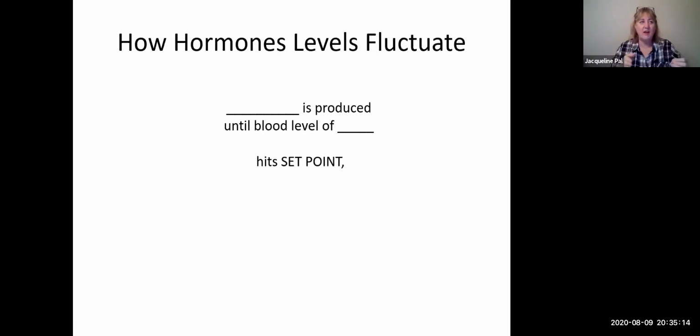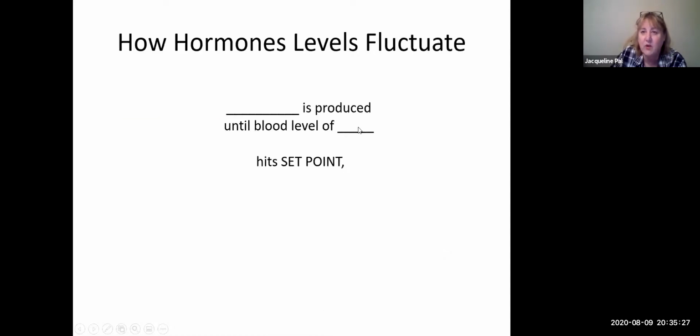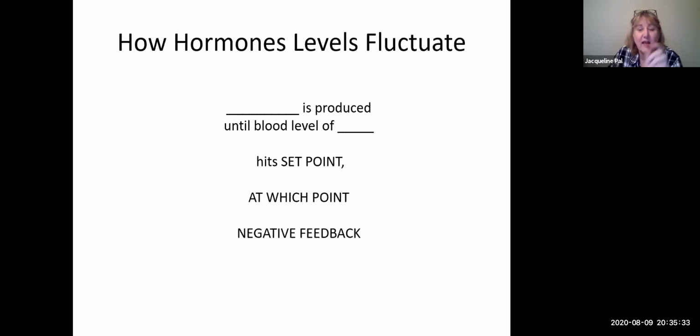So you have to understand, oh, is it a low blood calcium? Is it a high blood sugar? What is triggering its release? And so that hormone is going to be produced until the blood level of whatever triggered its release hits its set point. At which point, negative feedback is going to occur.